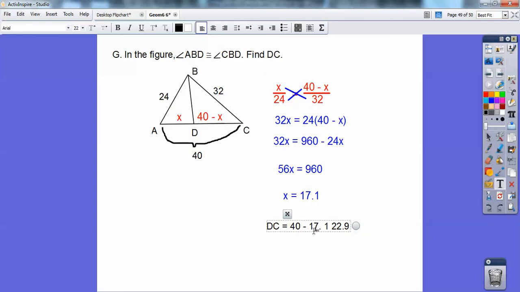So 22.9, okay, 17.1, whoops, equals, here we go. How's that? Got it? Okay, so 22.9. And that's it, you guys. Good job. That's the end of chapter 6, you guys.